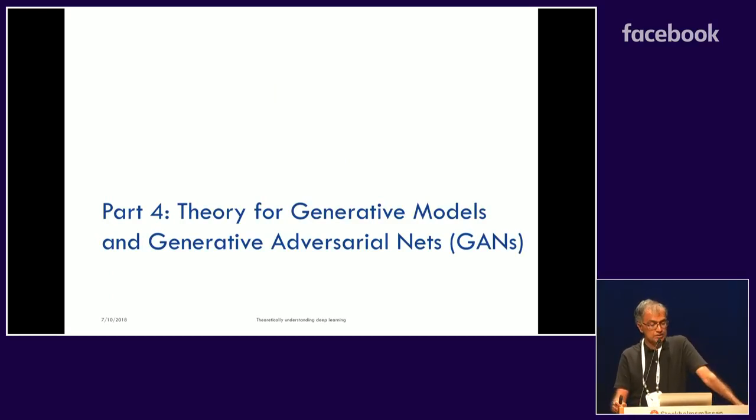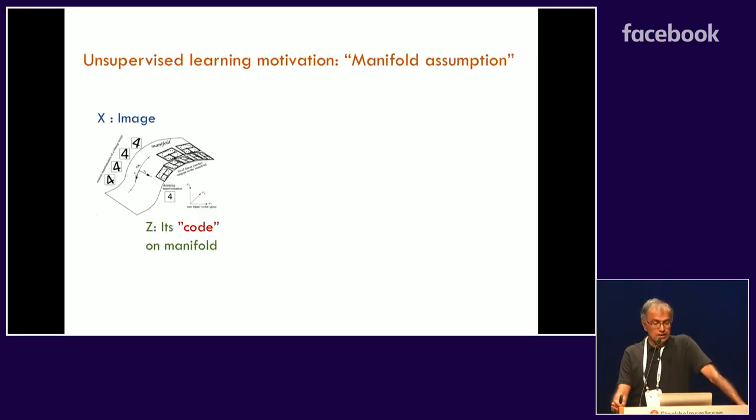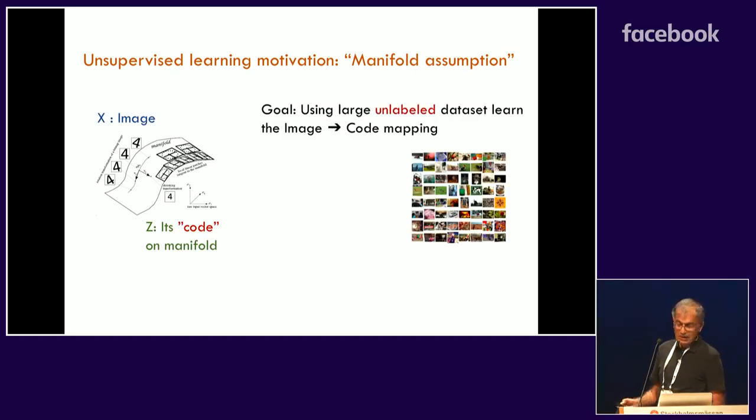So now I'll go on to the next part, which is theory for generative models and generative adversarial nets. So this is in the realm of unsupervised learning. So we're changing tack a little bit. And remember that unsupervised learning is sometimes also called representation learning, although the two are not the same. The underlying motivation is something called the manifold assumption, that the data has some underlying simple structure called the manifold, so the image has some simple description on this manifold. And the goal is to use a large unlabeled data set to learn this manifold, this mapping from image to its code.